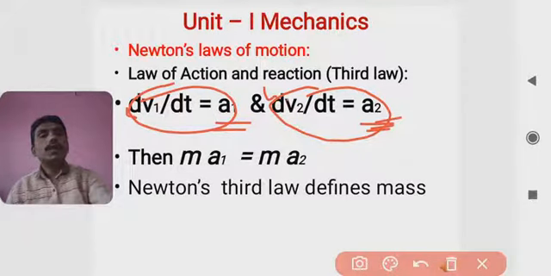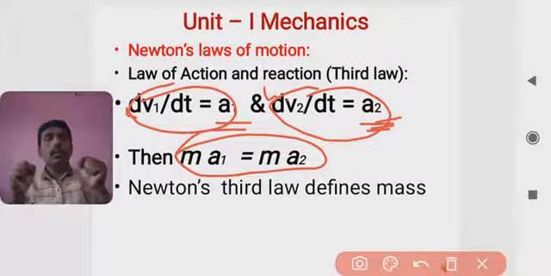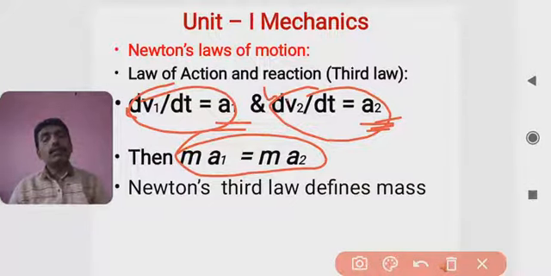Then in this case we can write m1 a1 is equal to minus m2 a2. So knowing some body's mass, and if suppose two bodies are closer or nearer to each other, in that case if we know the mass of the first body, and we know the acceleration of both the bodies, then we can find out the mass of the second body. So using this way we can also find the masses of different bodies, and that's why Newton's third law defines masses of the different objects in the universe.